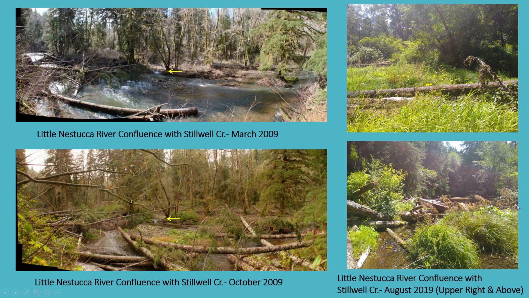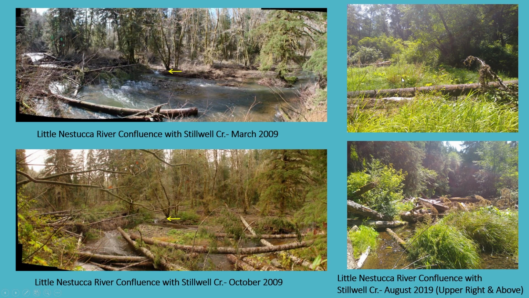So these photos are from a large woody debris placement project that our Watershed Council conducted about 10 years ago, a little more than 10 years ago now, in the upper Nestucca or upper Little Nestucca watershed at the confluence with Stillwell Creek. So these logs were placed by helicopter, and you can see this is pre-project. This is just after project implementation, so you can see that the logs are placed here. And this photo in the upper right was taken in August 2019, about 10 years after the project, in the exact same spot.